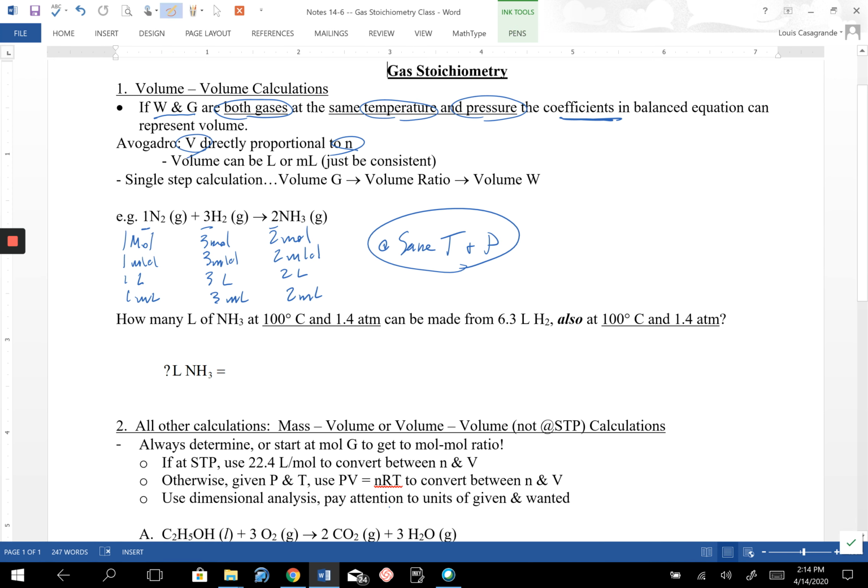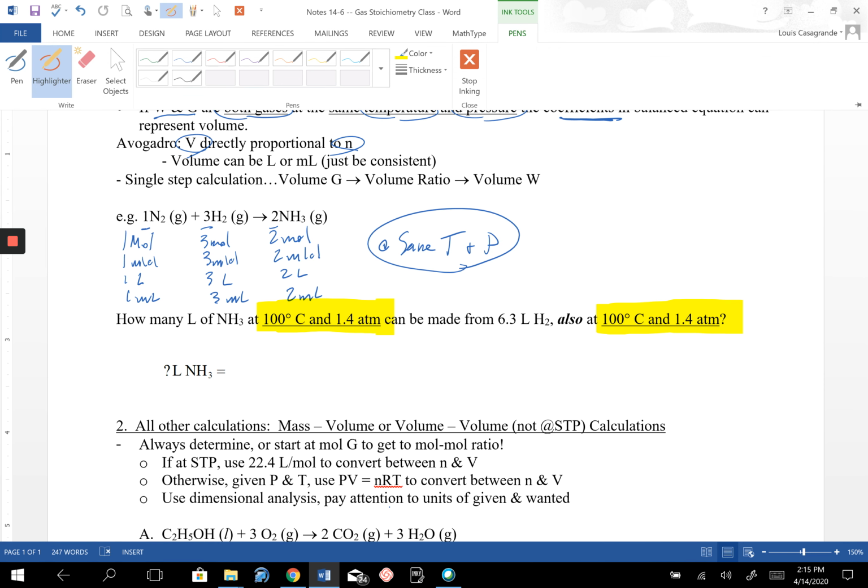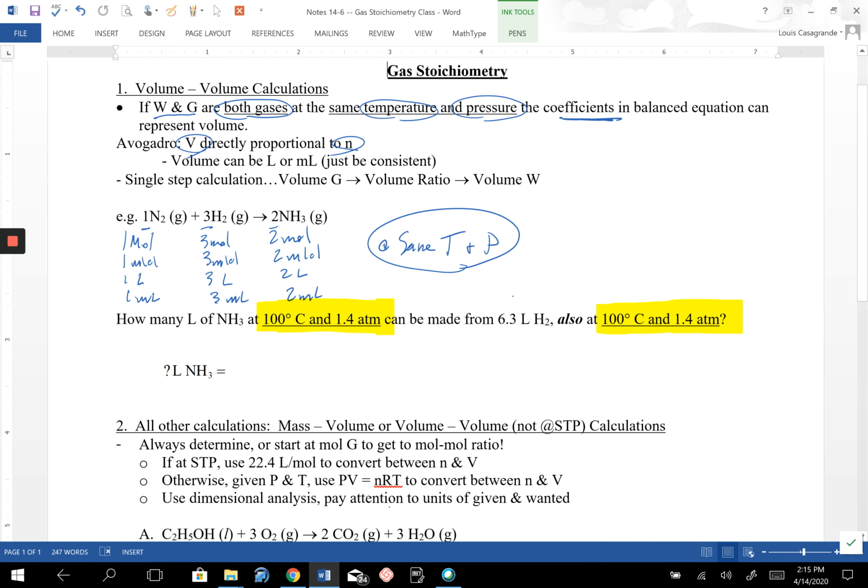So for example, if I give you the following problem based on this reaction, how many liters of nitrogen gas at 100 degrees Celsius and 1.4 atmospheres can be made starting from that 6.3 liters, also at 100 degrees Celsius and 1.4 atmospheres. So this is going to be our given, and this is going to be our wanted. And as long as the wanted and given are at the same temperature and pressure, then we can just use the liters that we just discussed up above as our ratio. Makes it really nice and easy.